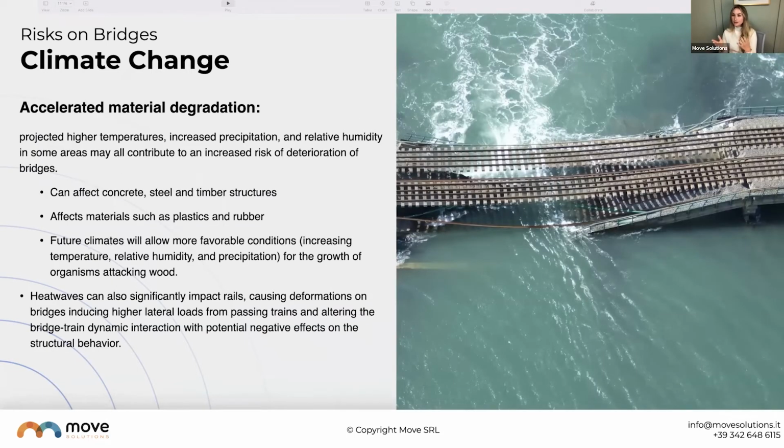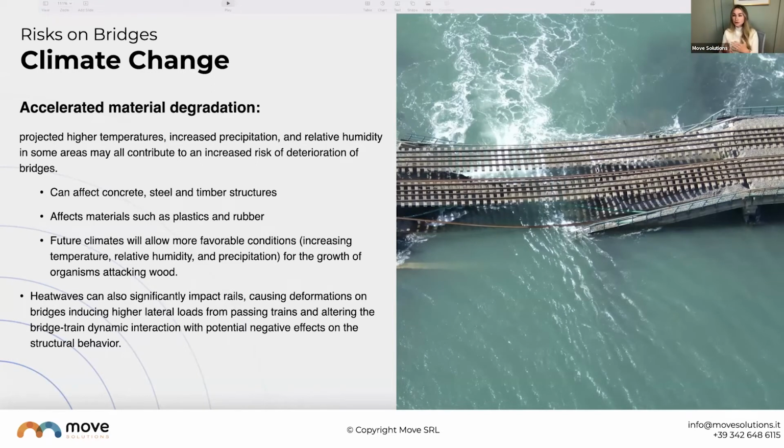One of the problems with climate change is the accelerated material degradation. The projected higher temperatures, increased precipitation, and relative humidity in some areas may all contribute to an increased risk of deterioration of bridges. Now, this can affect different components of the bridge, different materials like concrete, steel, and timber, and affect materials such as plastics and rubbers that are used in some of the components in the bridge. Also, the future climate will allow more favorable conditions for certain organisms that can attack certain components, such as wood.